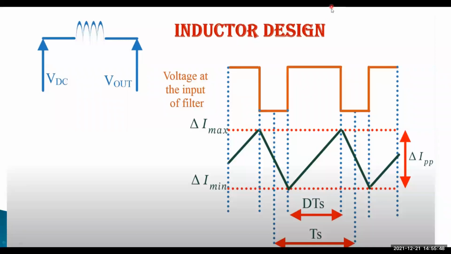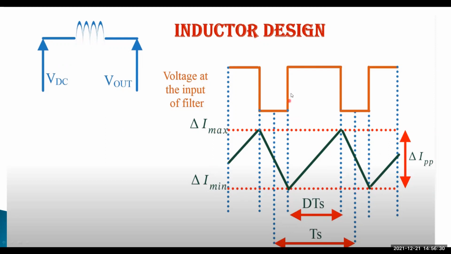Then coming to the inductor design. Here this is our inductor, this is the input voltage VDC, and the output of the inductor is called V output. The voltage at the input of the LC filter is our input voltage to the filter. This inductor is connected in series with the load. Delta I maximum is the maximum value of ripple current, delta I minimum is the minimum value of ripple current, and delta I pp is the peak to peak ripple current. This is the total time period Ts.